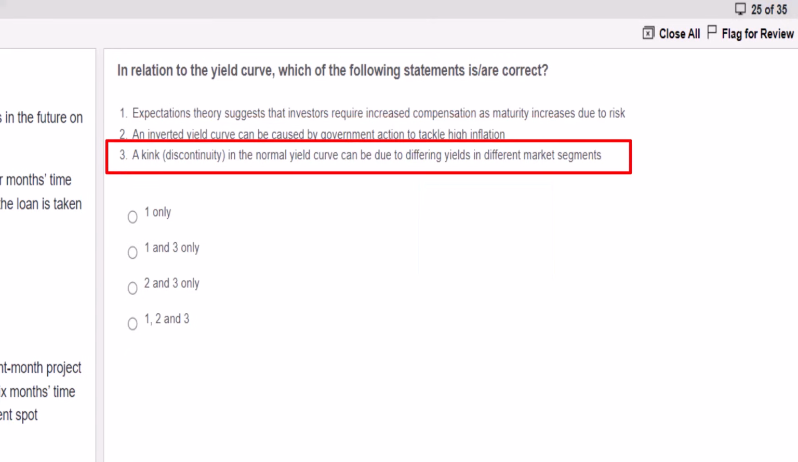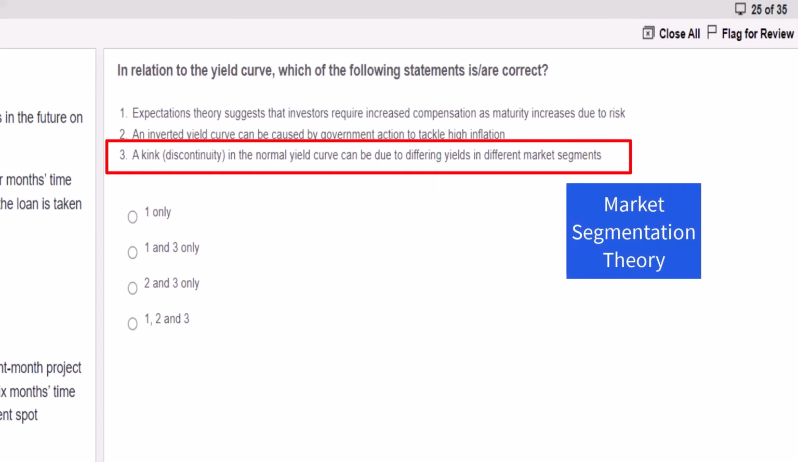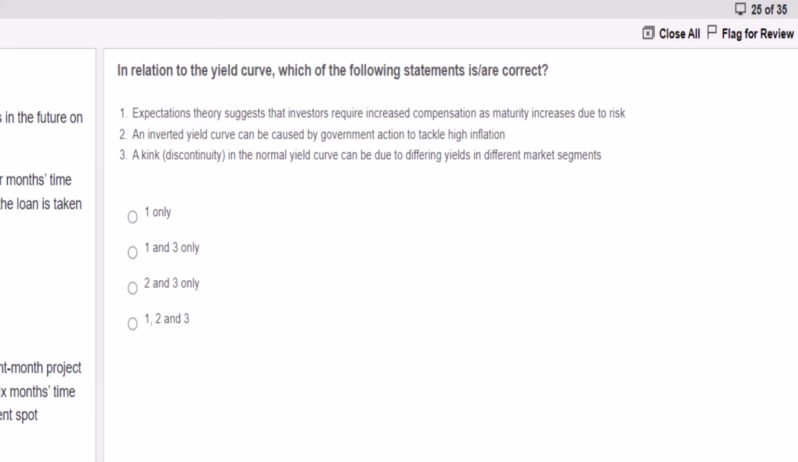Number 3, a kink in the normal yield curve can be due to differing yields in different market segments. That is a correct explanation of market segmentation theory, which explains a kink because the markets are separated, and so a kink would happen between those two markets, in the short-term maturity market and the long-term maturity market. So the correct answer is 2 and 3 only.